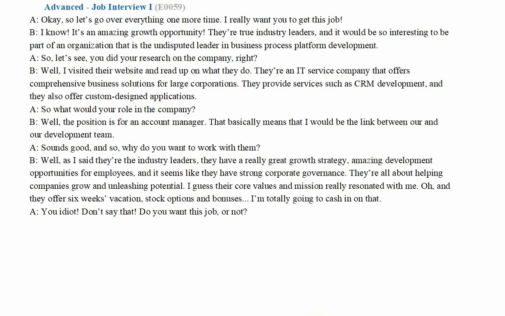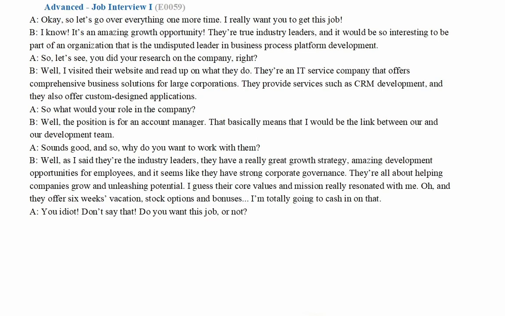Well, I visited the website and read up on what they do. They're an IT service company that offers comprehensive business solutions for large corporations. They provide services such as CRM development, and they also offer custom-designed applications. So, what would be your role in the company? Well, the position is for an account manager. That basically means that I would be the link between our clients and our development team.